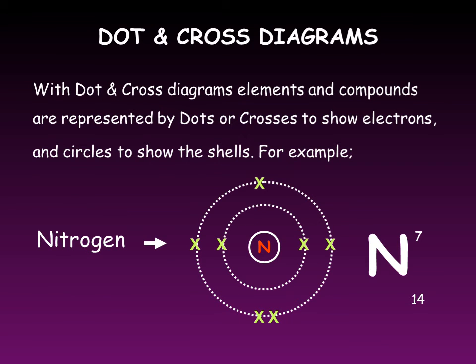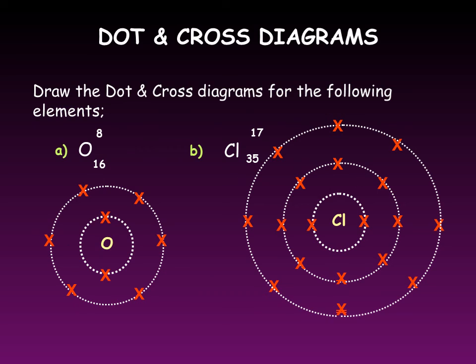Let's talk about dot and cross diagrams. With dot and cross diagrams, elements and compounds are represented by dots or crosses to show the electrons in the different shells. For example, in case of nitrogen, we can represent it by the dot and cross diagram as shown in the figure. Nitrogen has atomic number 7 and atomic mass number 14. So the crosses show the number of electrons in different shells. Similarly, these are the dot and cross diagrams for oxygen and chlorine.